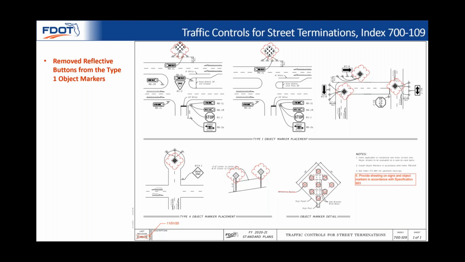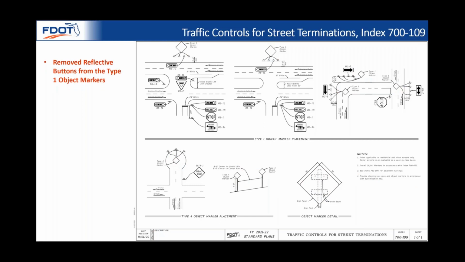The performance, reflectivity, and durability of the sheeting has improved over the years, and the markers perform better without the reflective buttons. Corresponding spec change is also being submitted. Here you can see that we removed reflective buttons from the type 1 object marker.